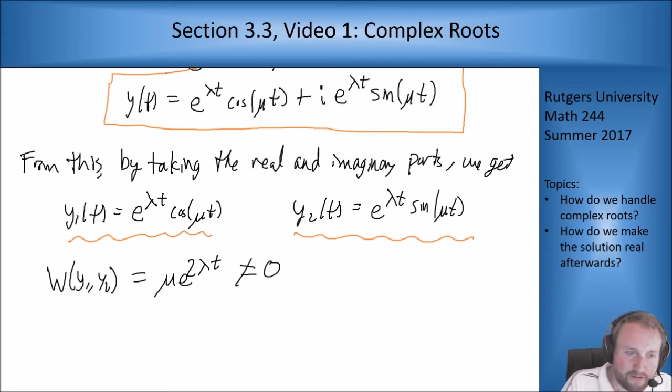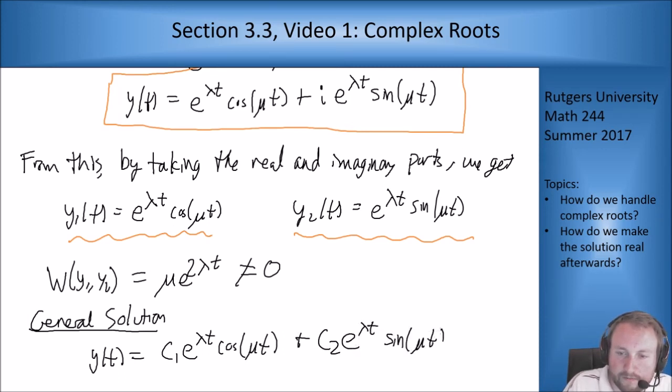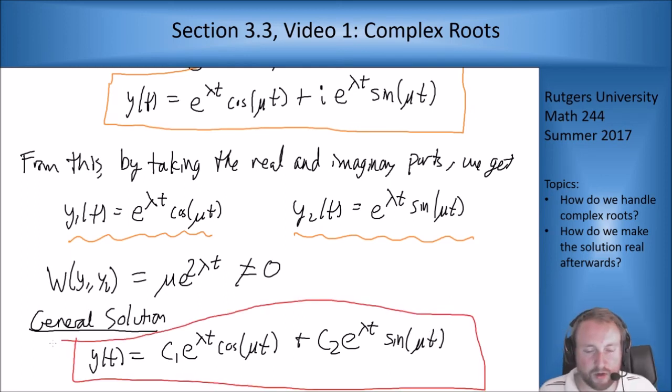So once we get all of this, our general solution is what? It's y of t equals c1 e to the lambda t cosine of mu t plus c2 e to the lambda t sine of mu t. And this I will box in again. That's a wonderful box.